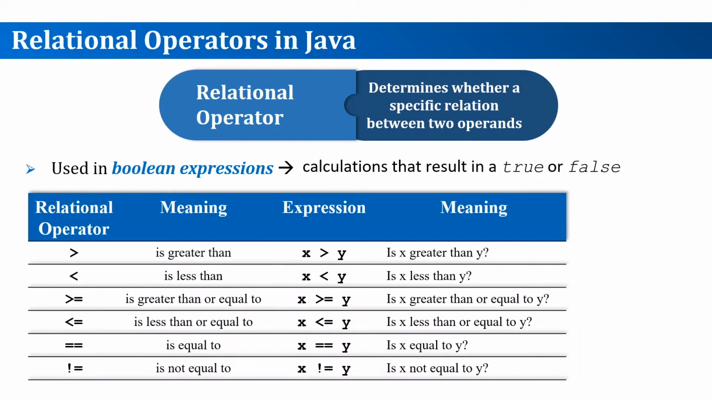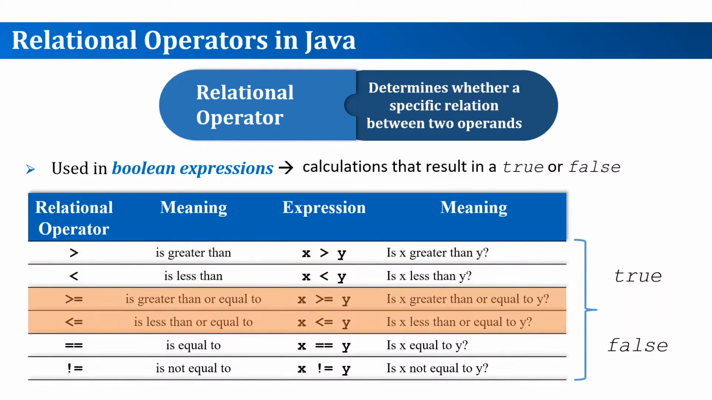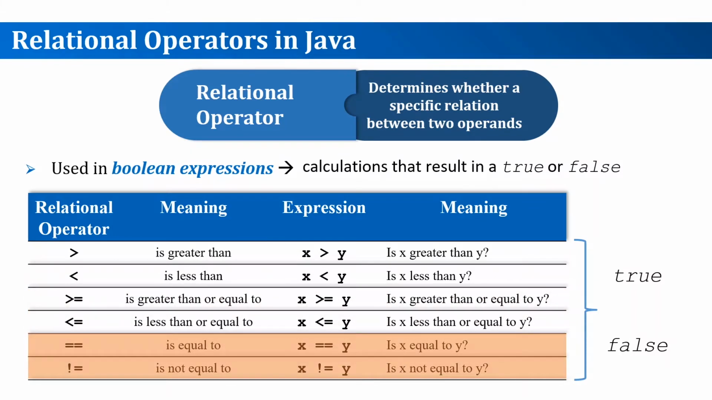This table shows 6 relational operators and their meaning. All of them are interpreted in the form of a question that can be answered as true or false. The first two ask if the value to the left is greater or less than the value to the right. These relational operators ask if the left side of the operator is greater than or equal or less than or equal the value to the right. The last two operators check for the equality or inequality.